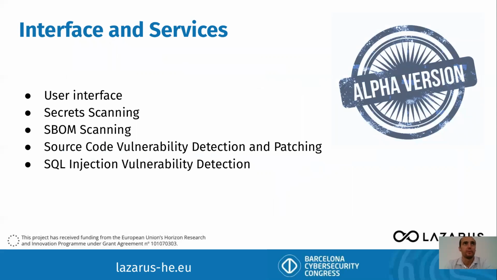So we are at the alpha version right now. We still have a beta version milestone ahead, about September. And then we also have a final version release in September 2025. So there's still quite some milestones, but for the alpha version, we have the user interface, the secret scanning, the SBOM scanning, source code vulnerability detection and patching, and SQL injection vulnerability detection.